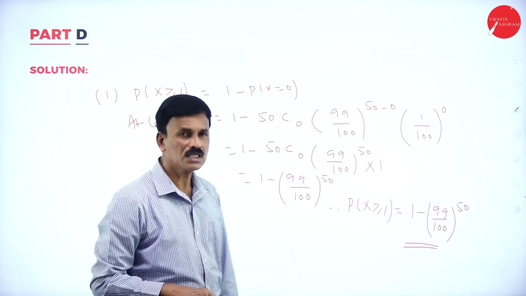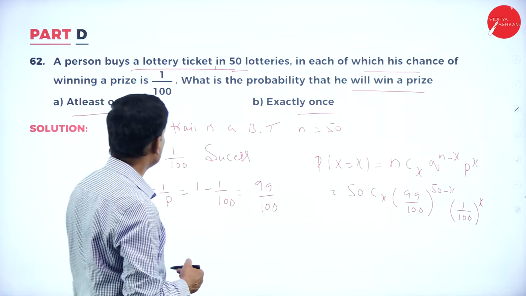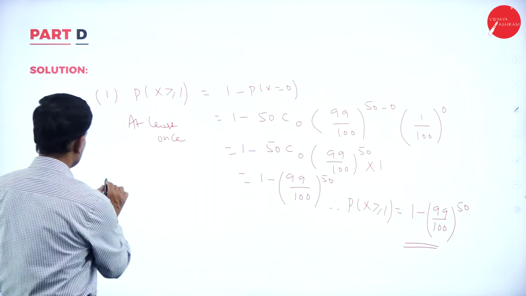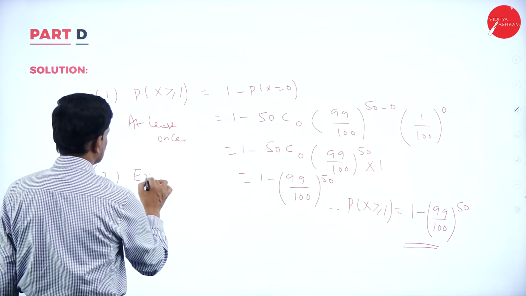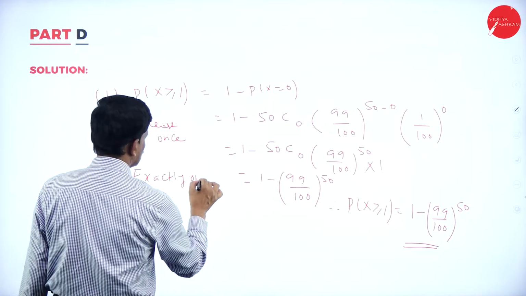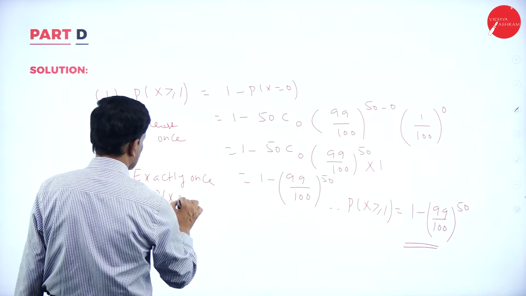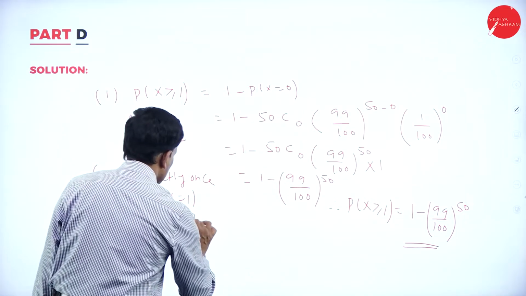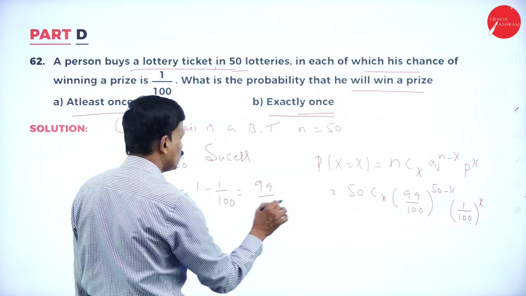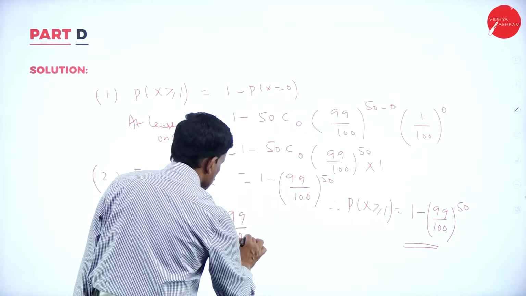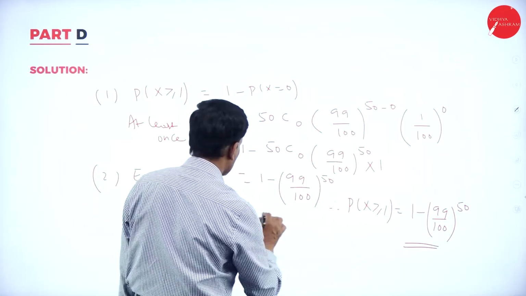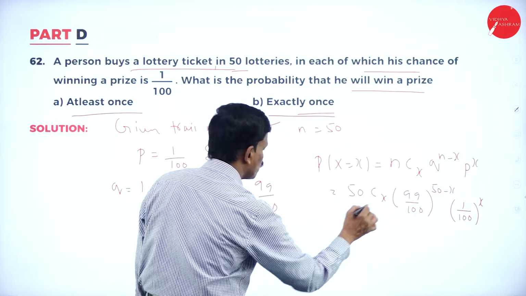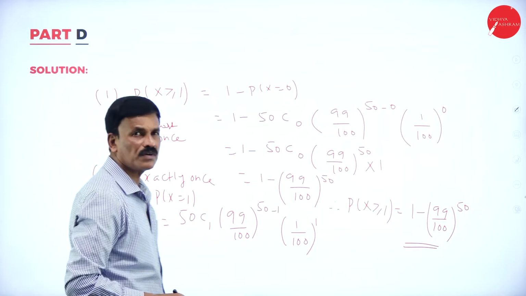Okay, that's it. Now, let us come to the second part. What is the second part? Exactly 1 means x is equal to 1. That's all. Now, second one, exactly 1 means probability of X equal to 1. So, this is equal to, substitute here, 50C1 into 99 by 100 to the power of 50 minus 1 into 1 by 100 to the power of 1. Simplify this, that is it.